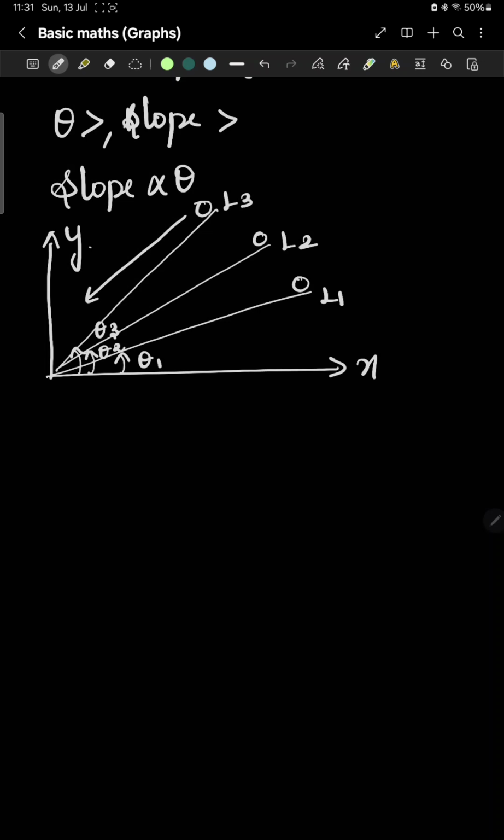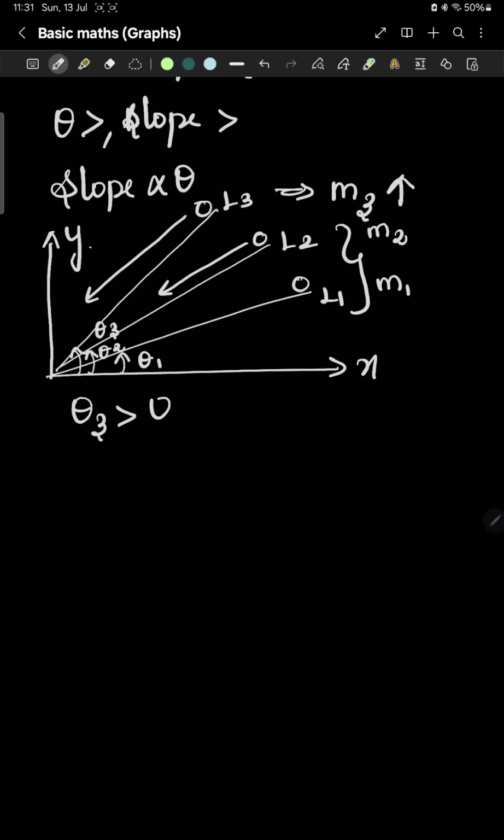Now we can see when I keep an object at the end of this line, obviously the object in the line L3 will come faster when compared to the objects in L2 and L1. Now see, the object in L2 will come very fast when compared to the line L1. So from this we can say the slope of L3, let us consider that as m3, is greater compared to the slopes of the line L2 and L1. So from this I can say theta 3 is the greater angle when compared to all the angles, and hence the slope of the line L3 is greater than the slopes of the other lines.